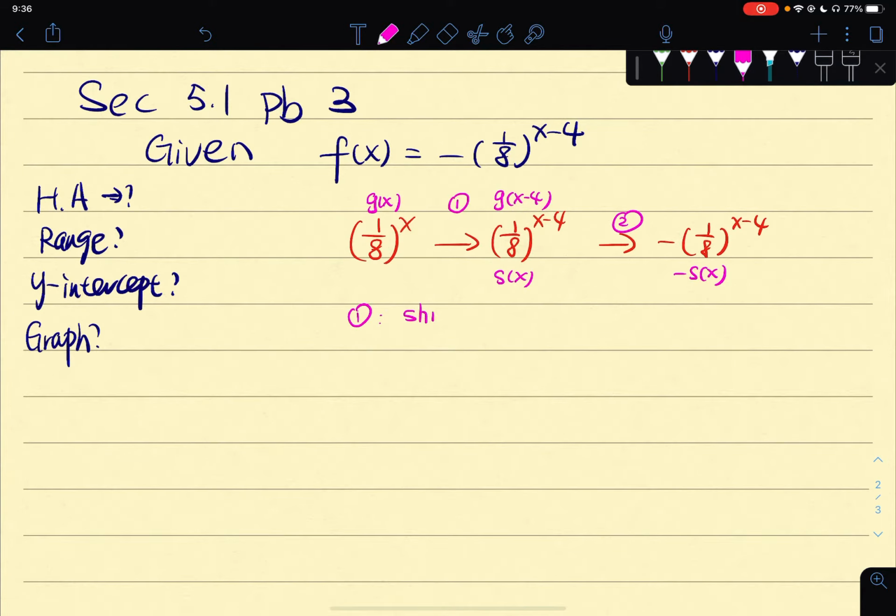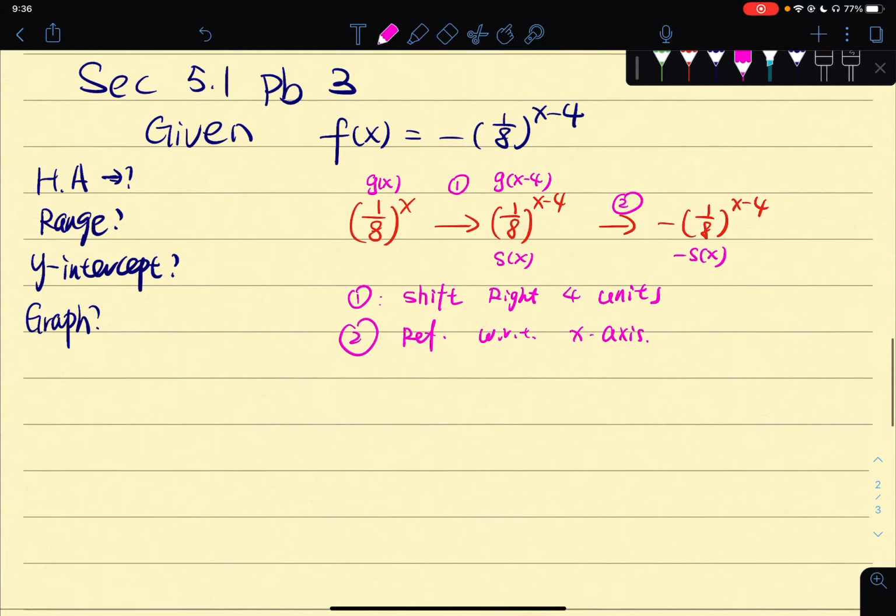So the first and second step, hopefully, is relatively intuitive for everyone. The first one is changing with respect to x inside the parentheses, so it's a horizontal modification. So it's shift right by 4 units. And the second one is flipping. It's outside the parentheses. It's a vertical modification, so it's a reflection. It's vertical, so it's reflect with respect to the x-axis to guarantee it's vertical.